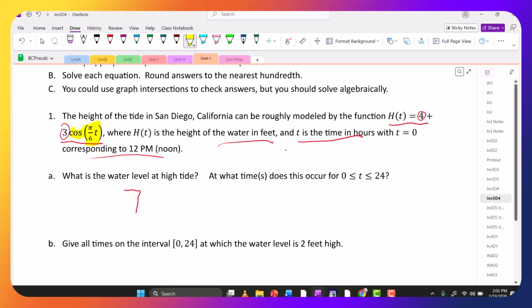At what time does this occur for 0 to 24? That's 24 hours. That's going to happen twice. So, what is the water level at high tide? And by the way, when you plug in 0 for t, 0 times pi over 6 is 0. Cosine of 0 is what? What's cosine of 0? 1. Cosine of 0 is 1.